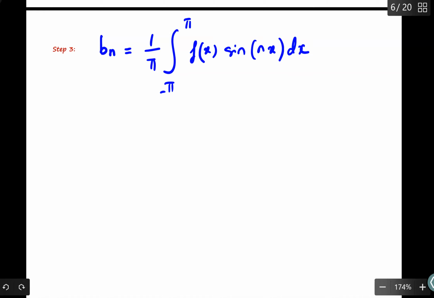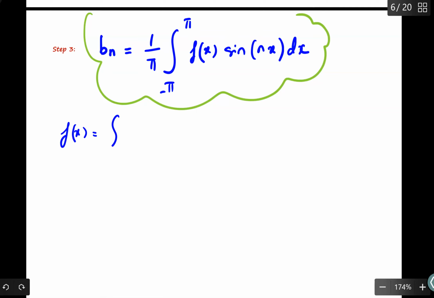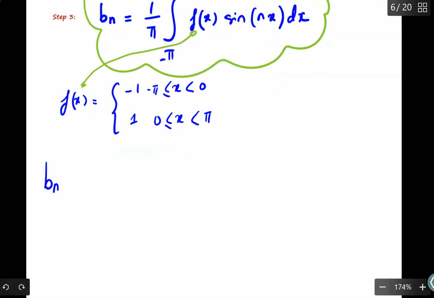This is very important. I need to use these formulas. The function is given to me as f(x) equal to, and don't forget it's a split function, it's equal to minus 1 when x is less than 0 and greater than or equal to minus pi, and equal to 1 when x is greater than or equal to 0 and less than pi. So I need to write f(x) into this equation. So I will write Bn equal to 1 over pi.